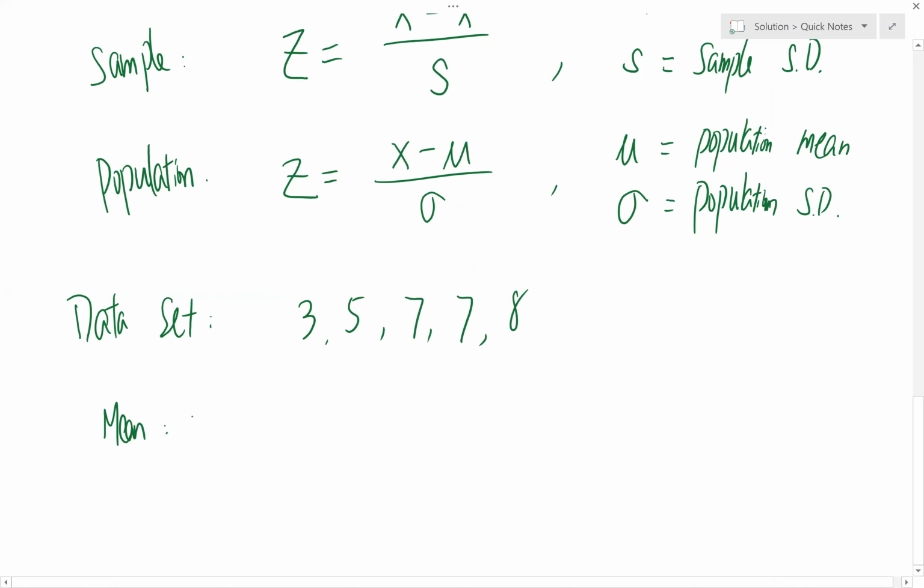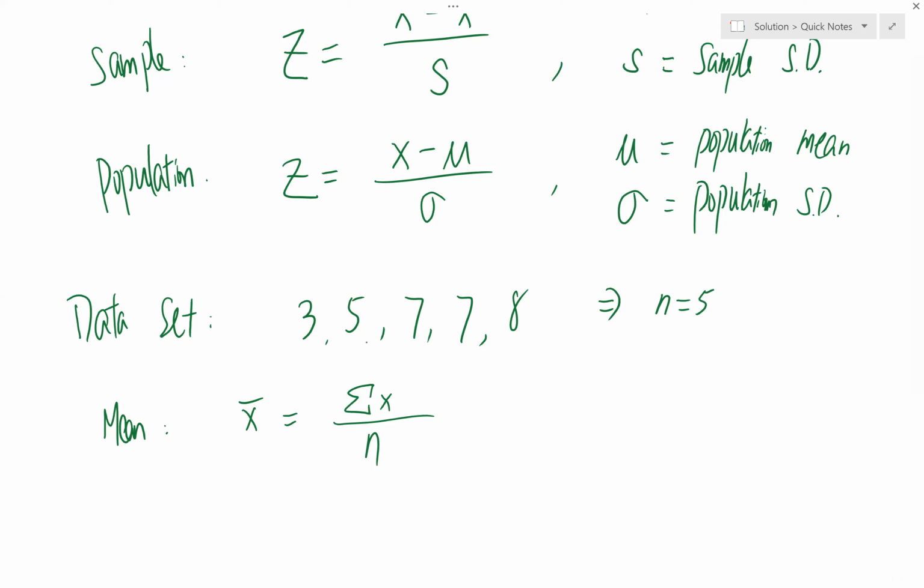Mean, we use the symbol x bar to represent the mean. Basically, you just sum up all the data values, summation of x, over the sample size. Since we have 5 numbers, the sample size is 5. And it's already sorted in increasing order, so it's good to go. Typically when you have a data set, you always want to sort it into increasing order first, or decreasing order, whichever you prefer.